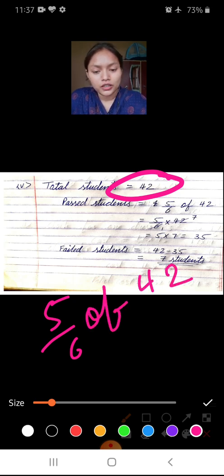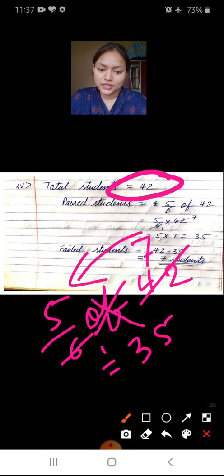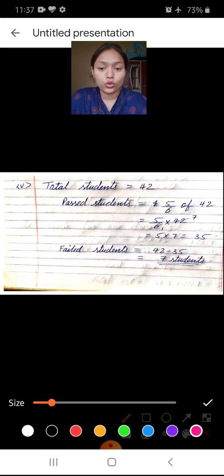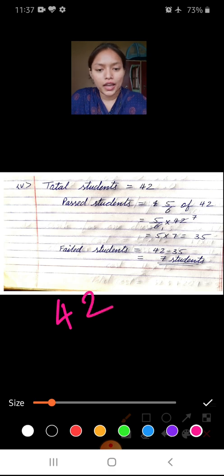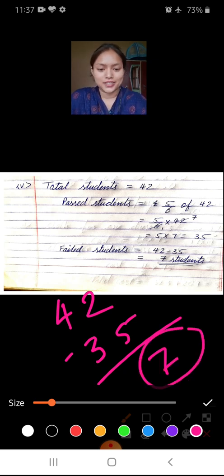We are now calculating the passed students. Of means multiplication, so I'll put a multiply sign here. 6 ones are 6, 6 sevens are 42. Now what is left? 7 fives are 35. So 35 students passed. The total was 42, and 35 passed. So how many failed? Just subtract them: 7 students failed the test.